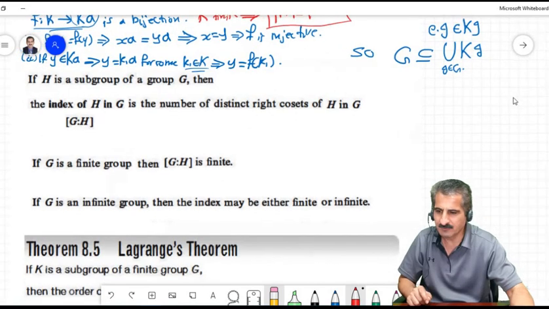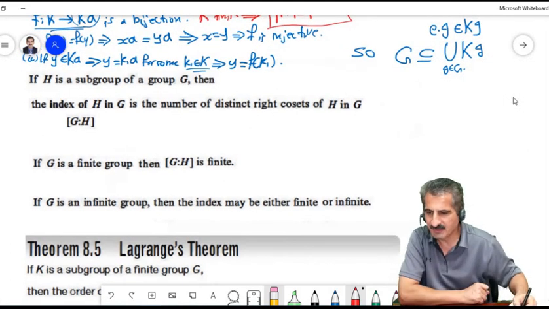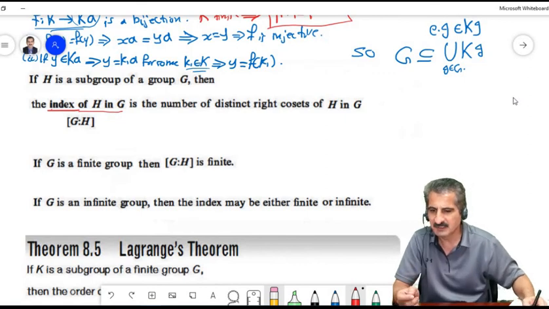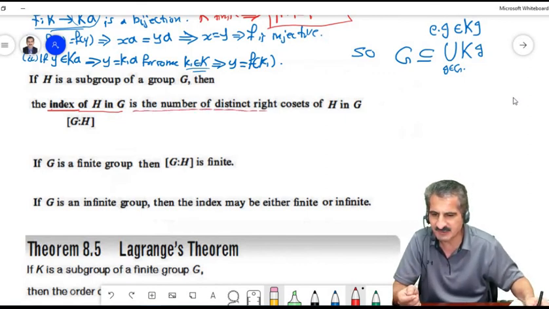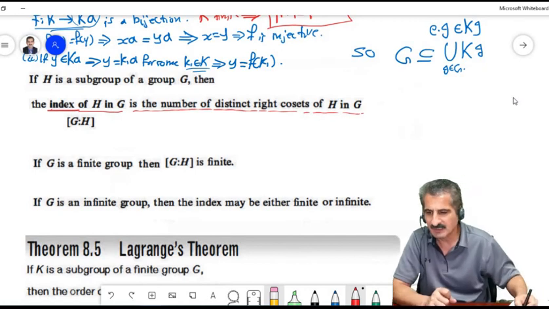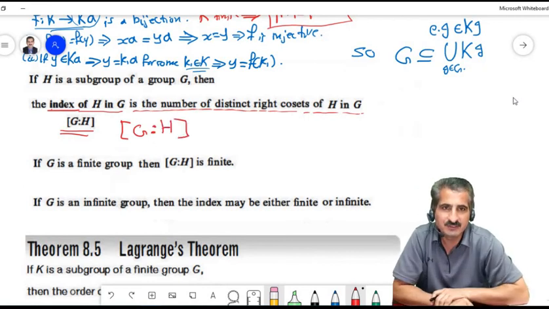And now we will go to the definition of the index of H, which we have seen. The index of H in G, where H is a subgroup, is the number of disjoint right cosets. Now this has nothing to do with the order of the coset, the one we just talked about. Now we're talking about something new, and it is denoted this way. That means the number of right cosets of H in G.